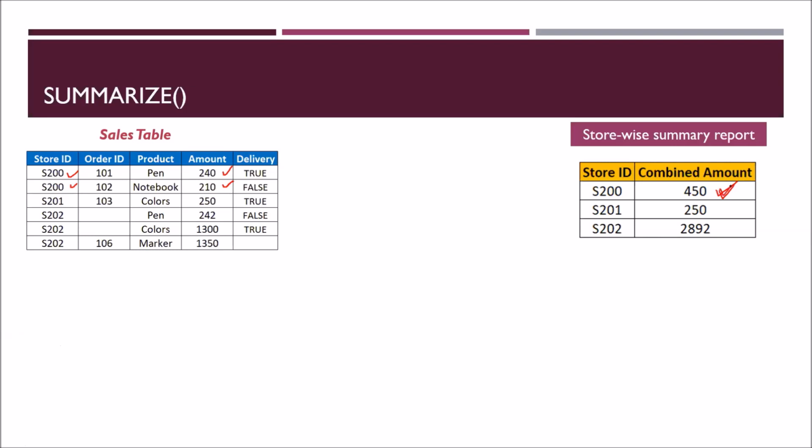I hope the problem statement is clear to you. Basically, I want a new table with 2 columns. The first column should give me the unique store IDs, and the second column should give me the combined amount, or the summation of the amount column for that store ID only. Now how can this be achieved? We use the SUMMARIZE function for this.